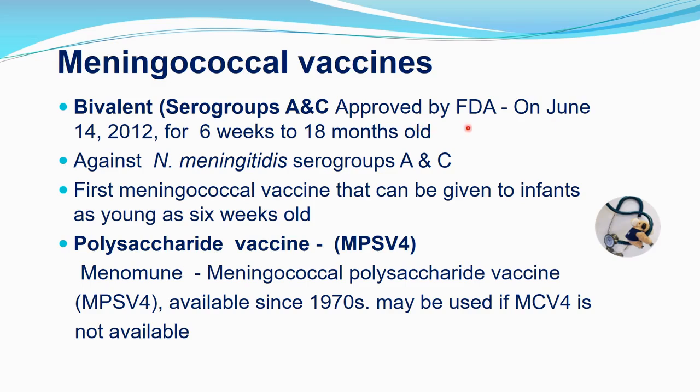This was approved by the FDA on June 14, 2012 for 6 weeks to 18-month-old children, and this is against serogroup A and C. This was the first meningococcal vaccine which could be used for infants as young as 6 weeks old. And the polysaccharide vaccine has been available since the 1970s, but it is not used. It is used only if the conjugate meningococcal vaccine is not available.